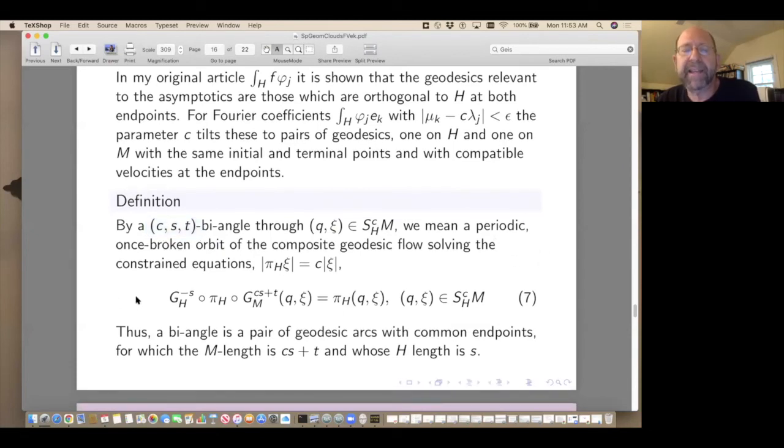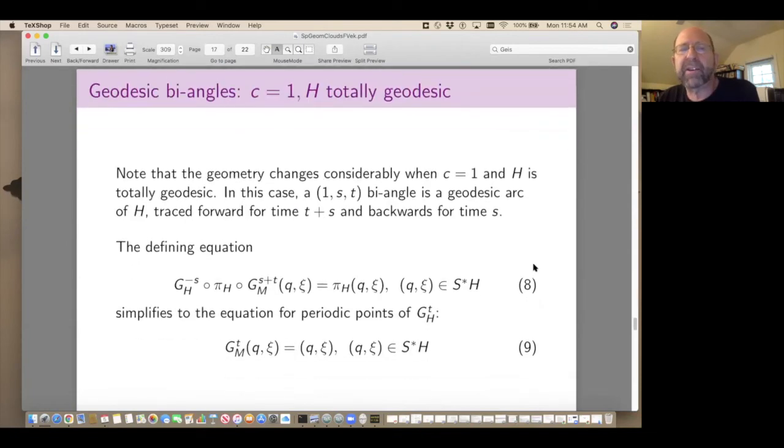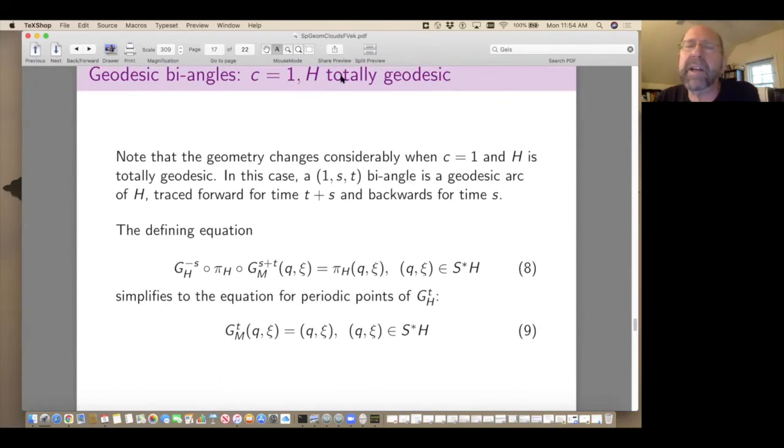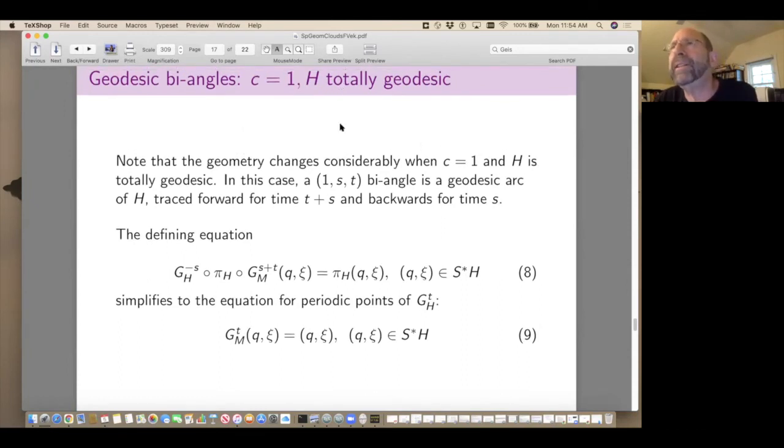And one can say that the governing equation for this problem is, as we know from Duistermaat-Guillemin, periodic geodesics play the big role. As we know from averages, geodesics normal to H play the big role. Here, these biangles play the big role. So the governing equation is this geodesic equation here. c equals 1 is the edge case, and to my mind, it's the most interesting case. And you have to break it up. It's radically different accordingly as H is totally geodesic or H has a non-degenerate second fundamental form.